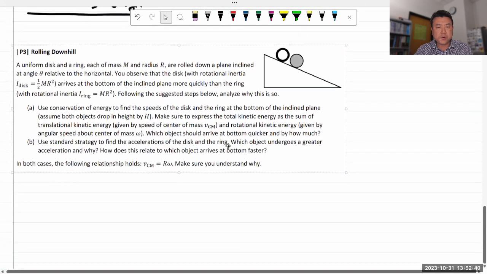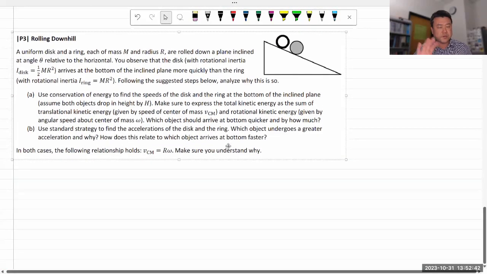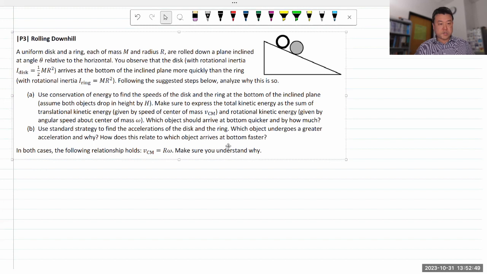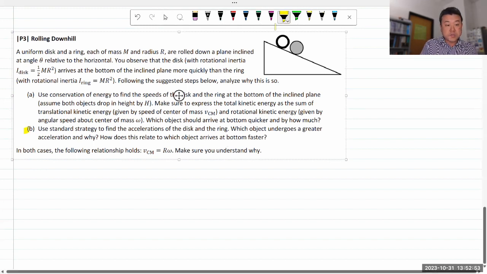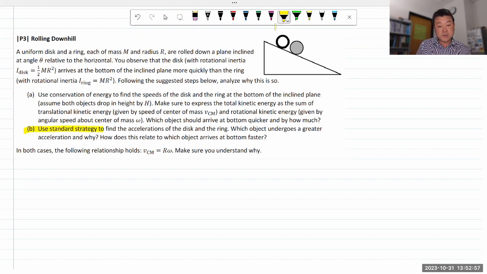So the way I'm going to approach this part B is actually similar to the method I used in that other question, in one of your homework questions. In part B, it asks you to use a standard strategy to find the accelerations of the disk and the ring. And then it asks basically the same question, how does this relate to which object arrives at the bottom faster? Okay, so let's find the acceleration.